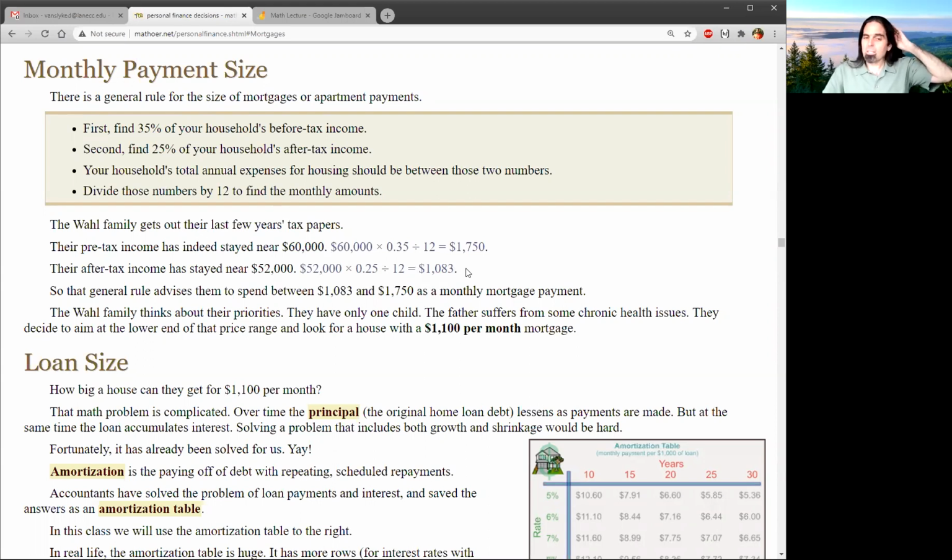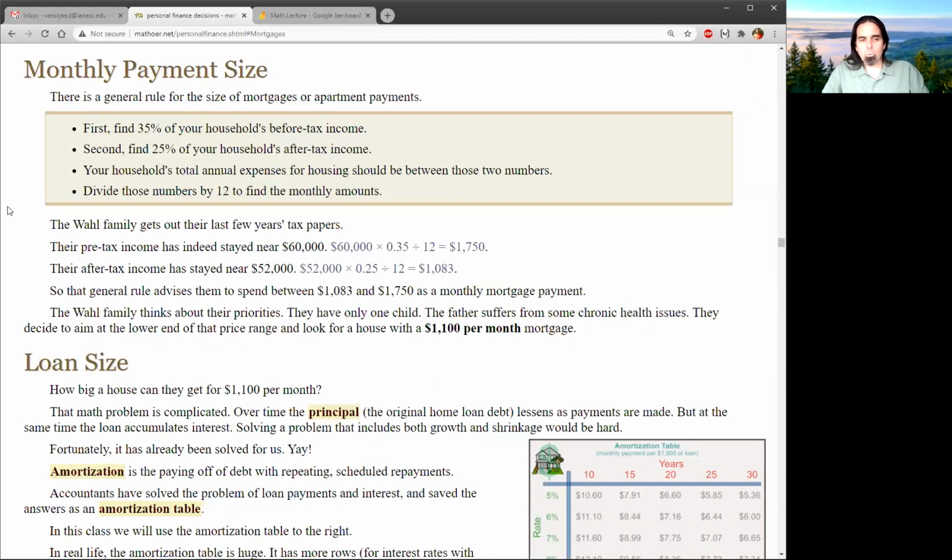So this general guideline advises them that the monthly mortgage payment should be somewhere between $1,083 and $1,750. And it's a general rule because housing depends a lot on where you live. If you're in New York City or if you're in Springfield, things would be very different. Anyway, the Wall family thinks about their priorities, and they have a kid, they have some chronic health issues. They decide to aim at the lower end of the price range. So how about $1,100 a month?